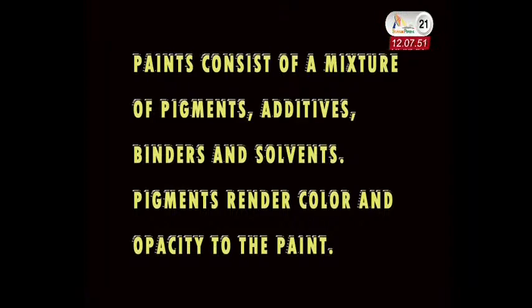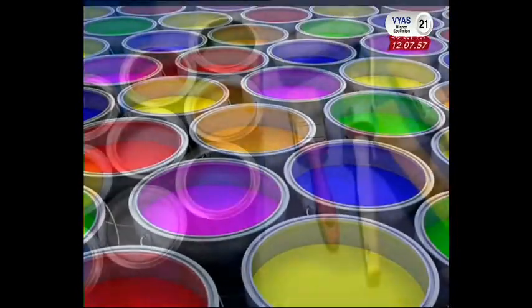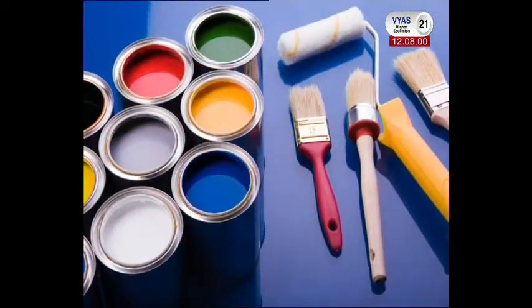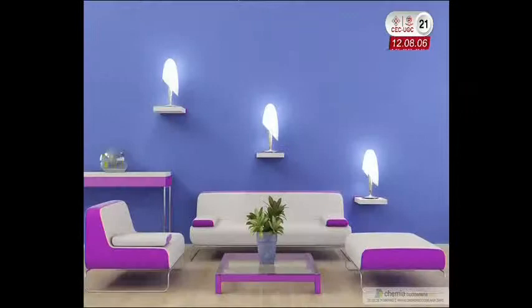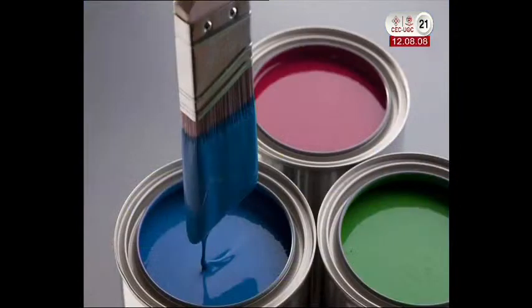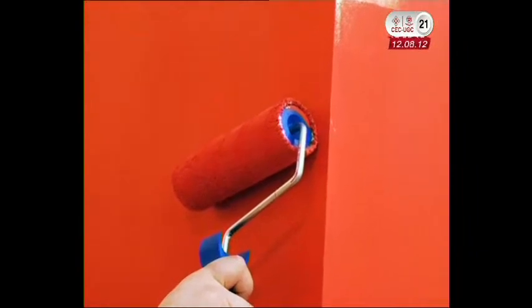Pigments render color and opacity to the paint. Additives give the paint features such as resistance to rust and fungus. Binders hold the paint together and bind it to the surface for durability. Solvents enable brushing or rolling of paint on a surface.